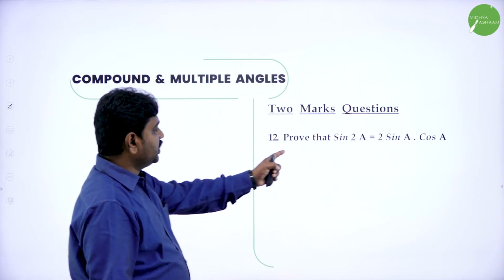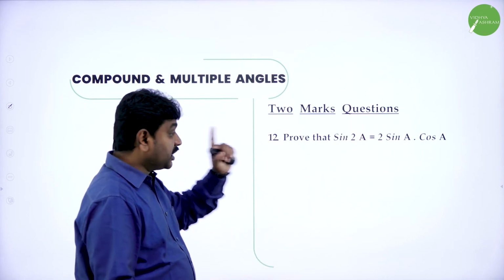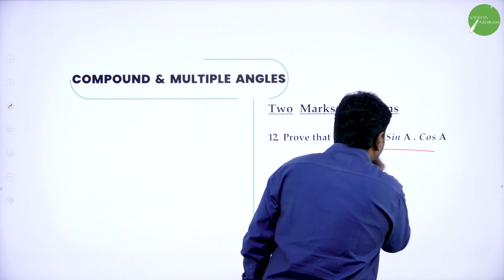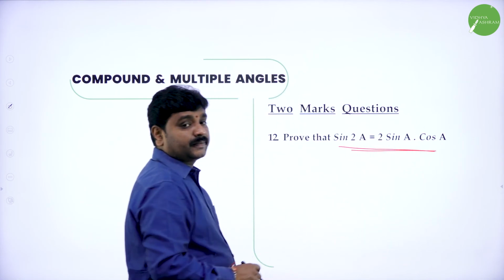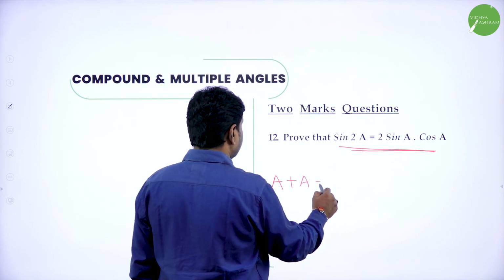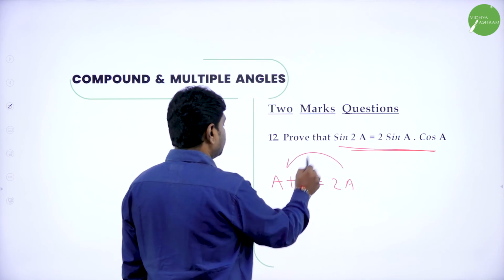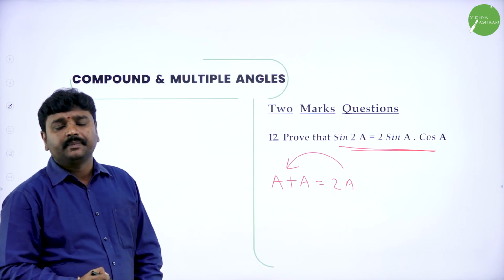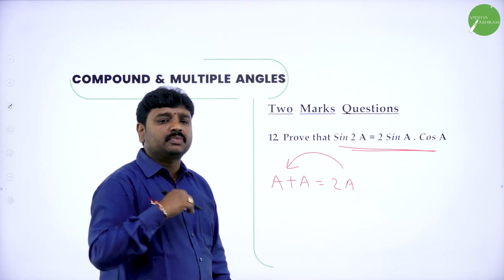Next, prove that sin 2a is 2 sin a cos a. It's a multiple angle. I gave you in the list of multiple angles. They wanted to prove this. So dear students, can I write 2a as a plus a? Instead of 2a, I'll write a plus a. Then we'll use sine compound angle. What is sine of a plus b? Sin a cos b plus cos a sin b.